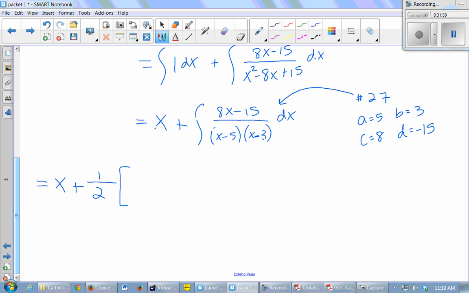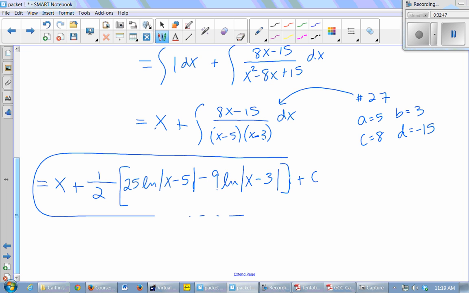All right, so that's 1/2 times AC plus D. Okay, so A times C is 40 plus D is 25 times the ln of x minus A minus BC plus D. So B times C is 24 plus negative 15 is 9 times the ln of x minus b plus c. Ta-da!